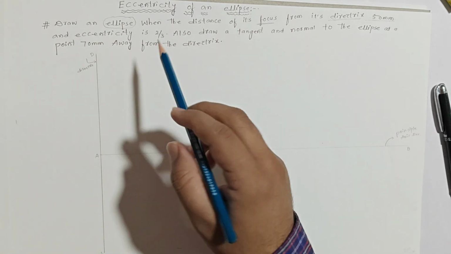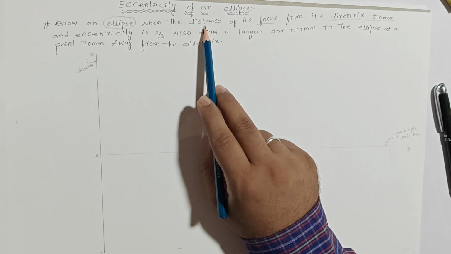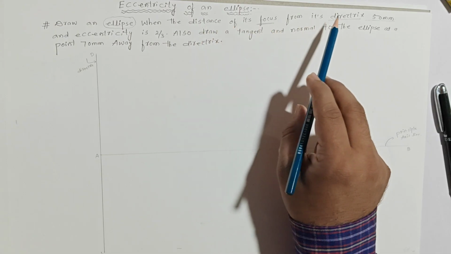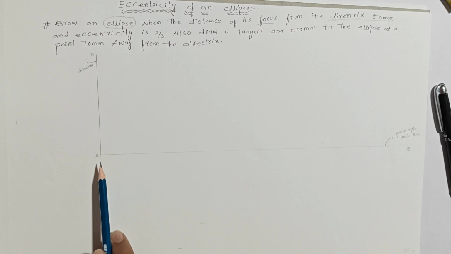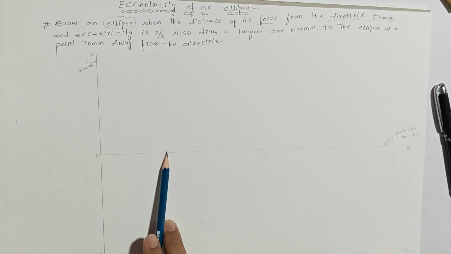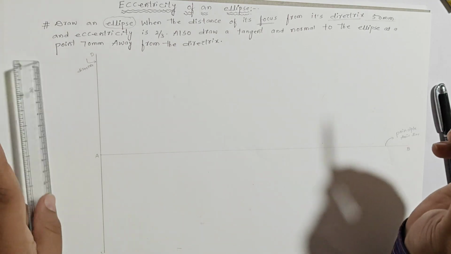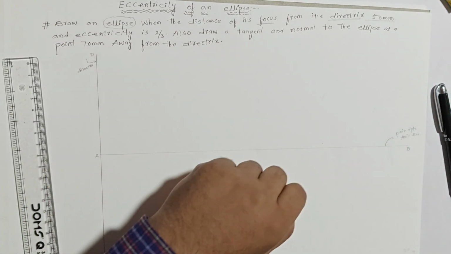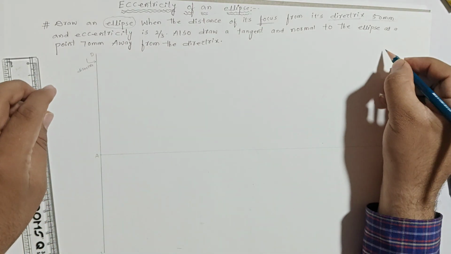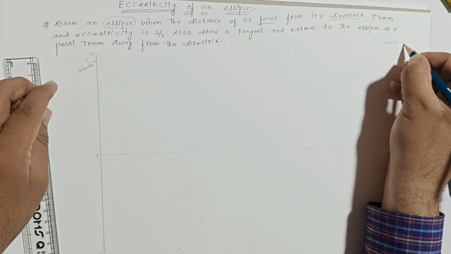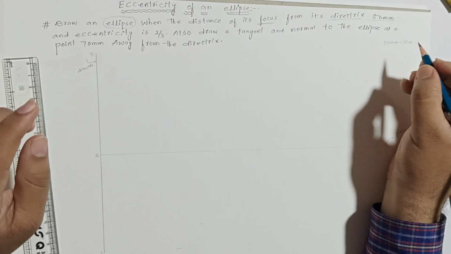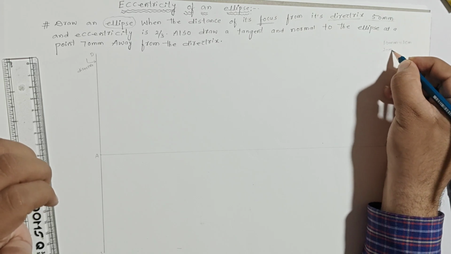Clear? Let us see this question. The distance of its focus from its directrix is 50 mm. So this means that we need to measure the length from the directrix to the focus as 50 mm. We know that 50 mm is nothing but 5 centimeters. 10 mm is 1 centimeter. Are you agreed? Yes. 20 mm is 2 centimeters.